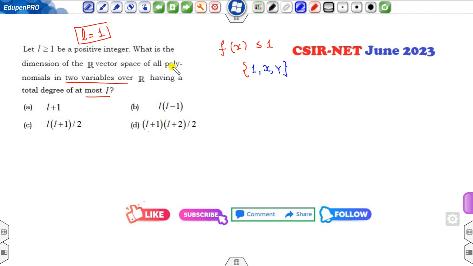Find the function of the two variables. So what is the dimension of this? It is 3. Now when L is equal to 1, it's a 3. Yes, satisfied. And you can see this is a recent year paper examination.